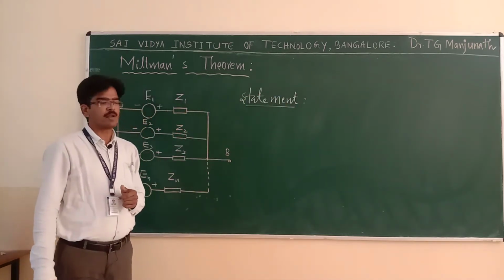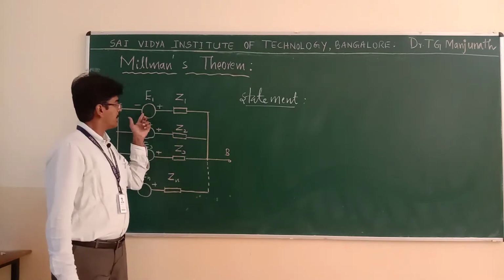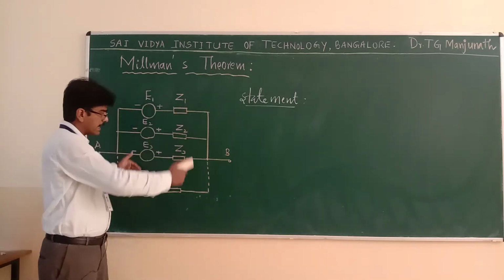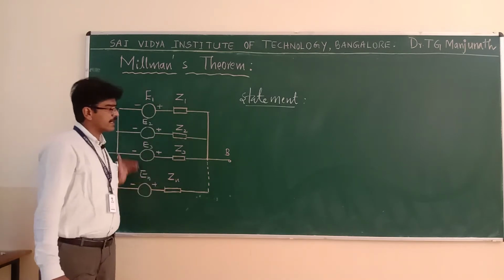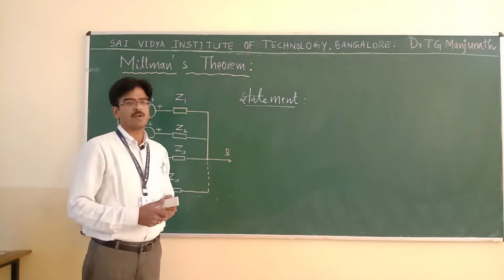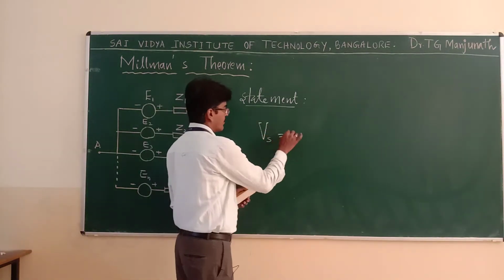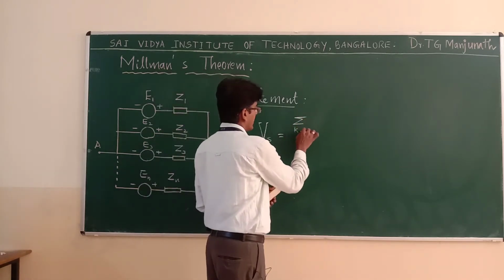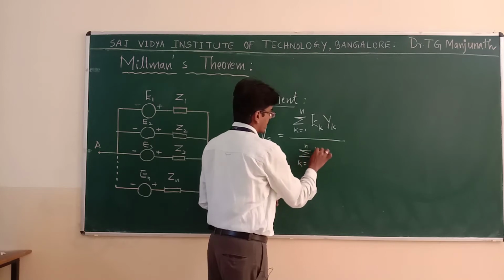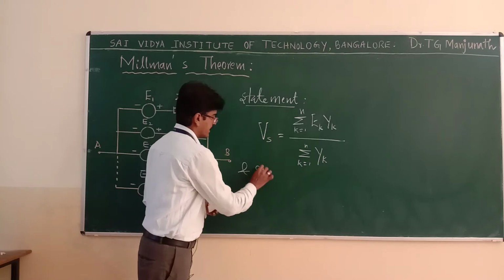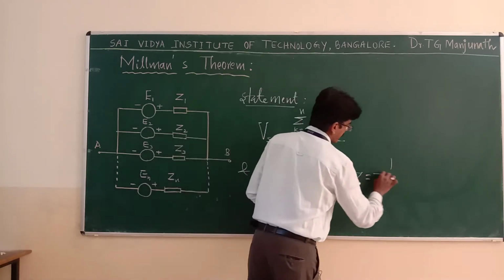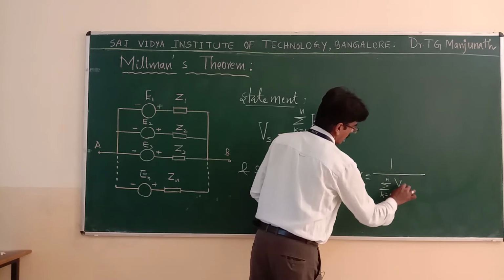In any linear bilateral network, if n number of voltage sources with their internal impedances or resistances are connected in parallel across any two terminals, then the entire network can be replaced by a single voltage source in series with a single impedance, where the single voltage source Vs is given by sigma k equal to 1 to n Ek Yk divided by sigma k equal to 1 to n Yk, and the single series impedance Z is given by 1 divided by sigma k equal to 1 to n Yk.